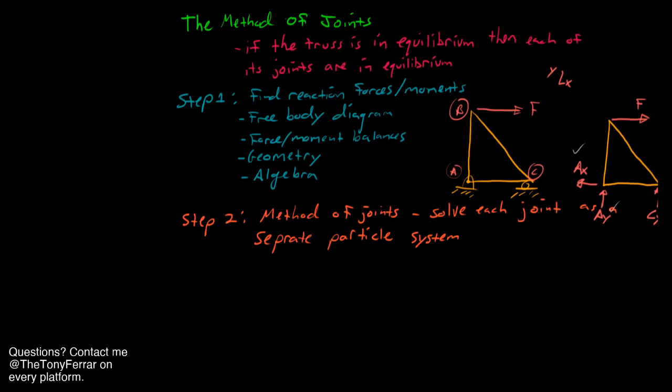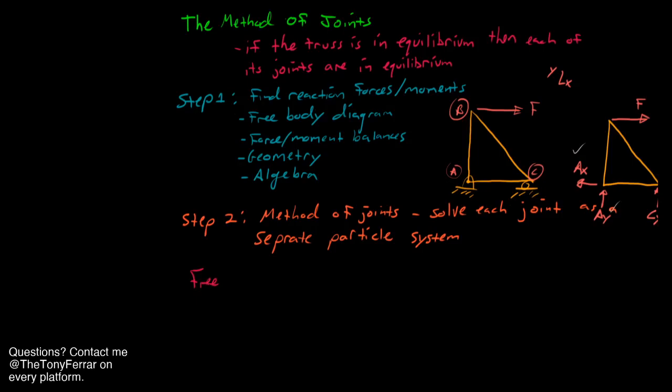So the second step is to actually apply the method of joints, which is where we're going to solve each joint as a separate particle problem. So those are going to follow the same steps. We're going to do a free body diagram at each joint, then we're going to do a force balance at each joint, and then work out the geometry, and finally the algebra to solve this thing. So let's start by doing a free body diagram at each joint.